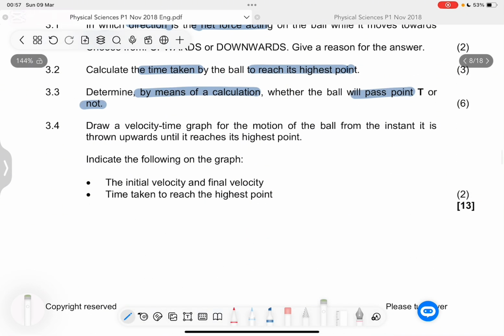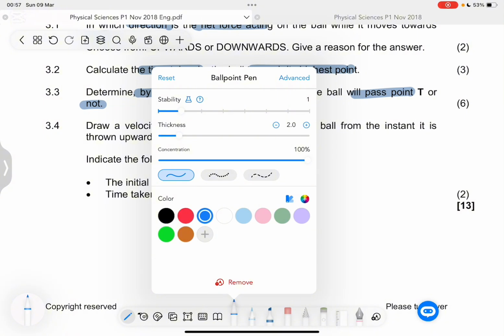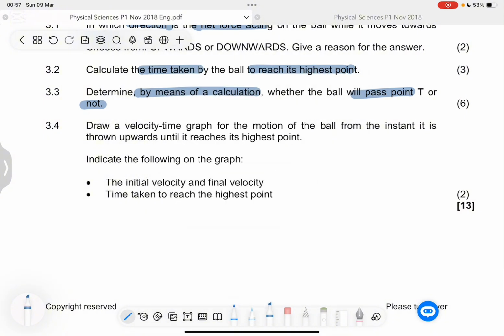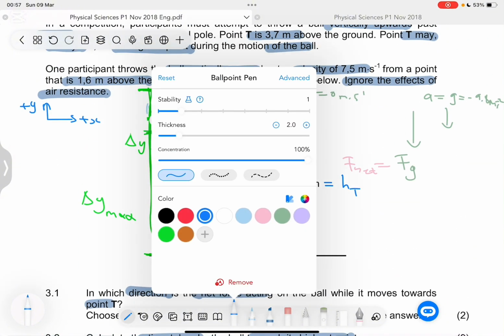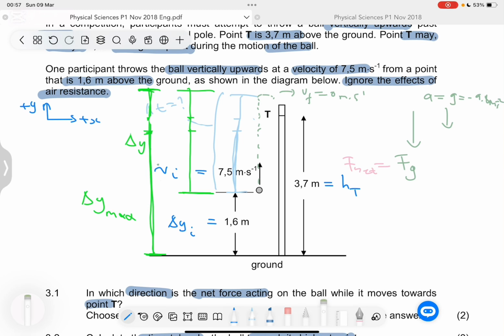Let us jump to the last question, which is question 3.4. This question says draw a velocity versus time graph for the motion of the ball from the instant it is thrown upwards until it reaches the maximum point. What we're saying here is that we are only interested from where we throw the ball until it reaches this maximum height. Remember, we now know that the maximum height is here. We don't care about when it comes down here. We don't want you to draw any section of that motion.